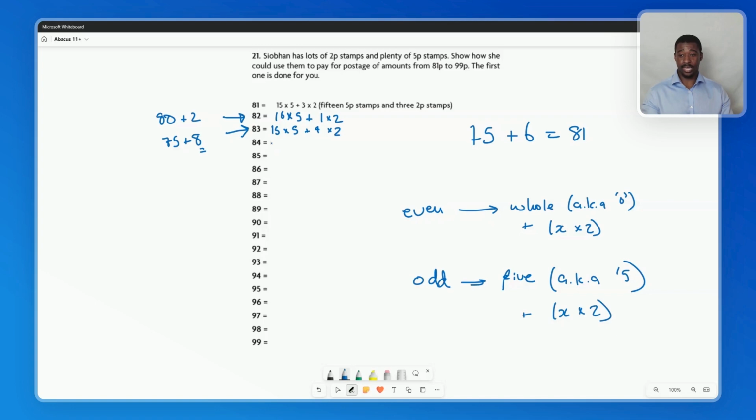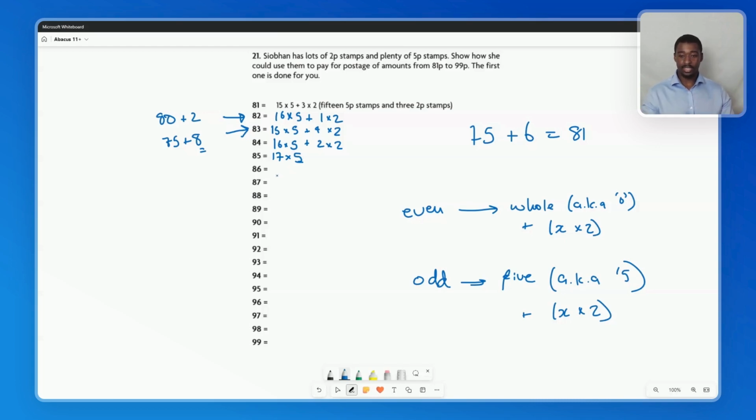84, again, we're going to go to 80. So 16 times 5. Then we're going to add on 2 times 2. So 80 plus 4. Here, for the 85, well, that's a multiple of 5. So we can simply multiply 5 by how many? 17. 17 times 5 should give us 85, because 10 times 5 is 50, 7 times 5 is 35. 50, 35, 85. That's all we need.